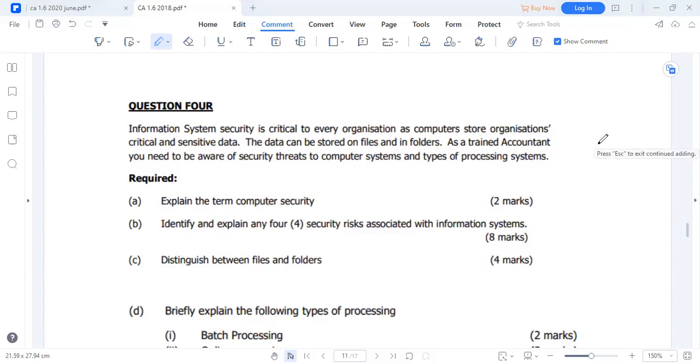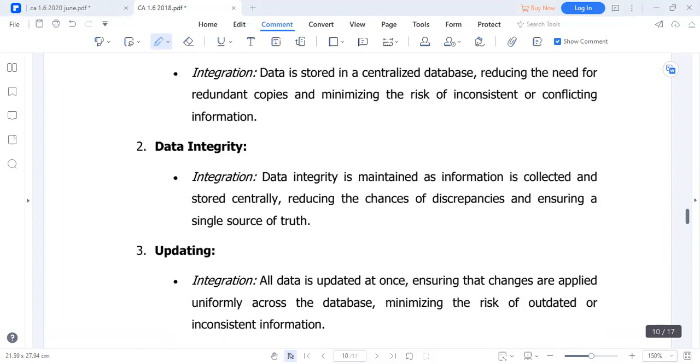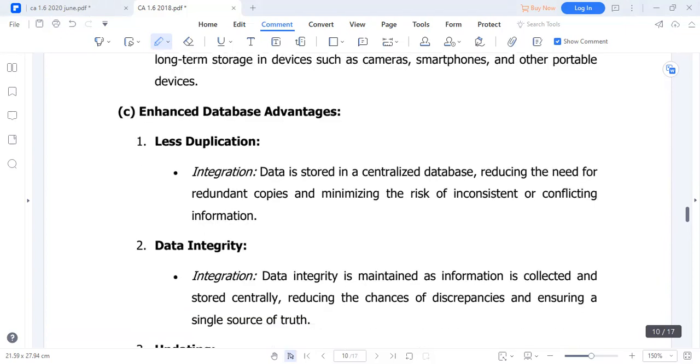Just repeat for me the previous question, the previous answers, the database. The advantages of a database. A database has the following advantages. There's less duplication. When you store data in a place, it helps reduce the size by minimizing copies. Sometimes when you want to put something in a folder, it asks if you want to repeat what is already there, because it already knows you have something in there. So it lessens that duplication. Number 2, data integrity is maintained as information is collected and stored centrally. It reduces chances of discrepancies.